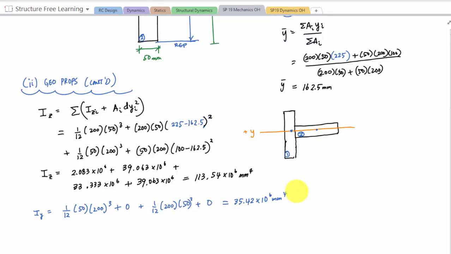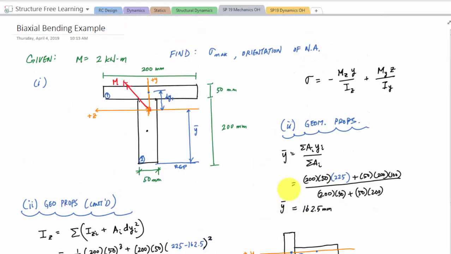Okay, so that almost feels like all the hard work right there with the geometric properties. So when I go back to this thing right here, I've calculated Iz and Iy, right? So it's not that difficult. It's just tedious.